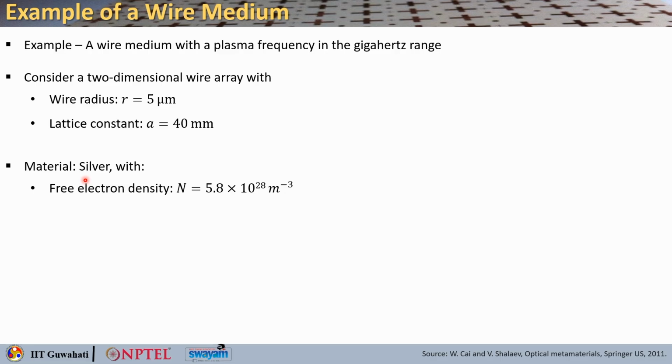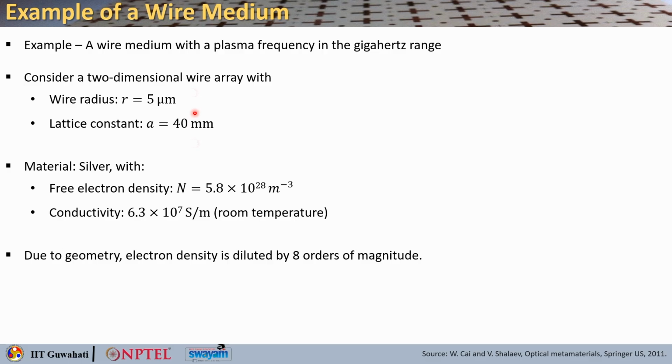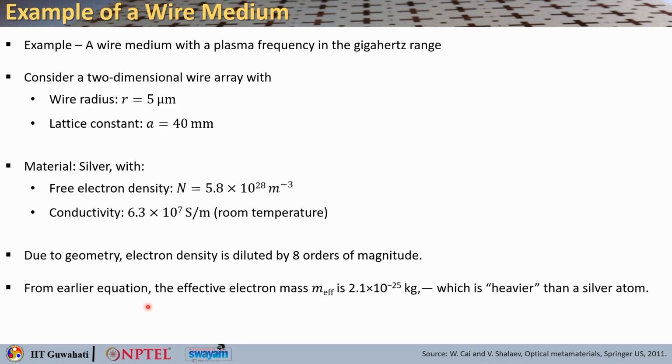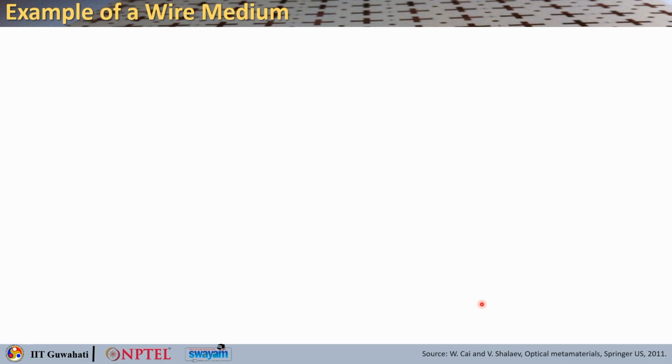The wire is made of silver, which has free electron density N equals 5.8 into 10 to the power 28 per meter cube, and a conductivity of 6.3 into 10 to the power 7 Siemens per meter at room temperature. Because of this geometry, the electron density can be diluted by 8 orders of magnitude, and from the earlier equation you have seen that the effective electron mass will increase. It is something like 2.1 into 10 to the minus 25 kg, which is heavier than a silver atom.